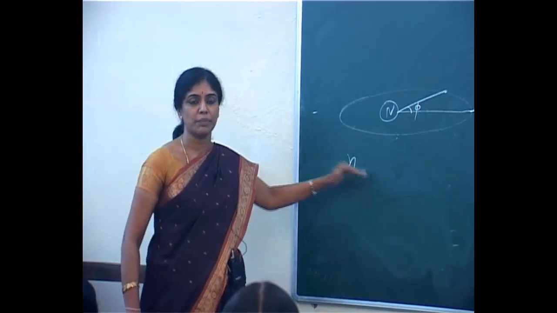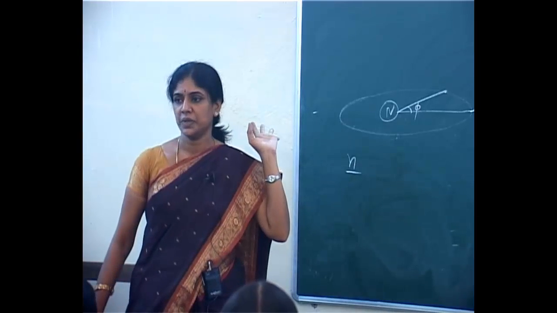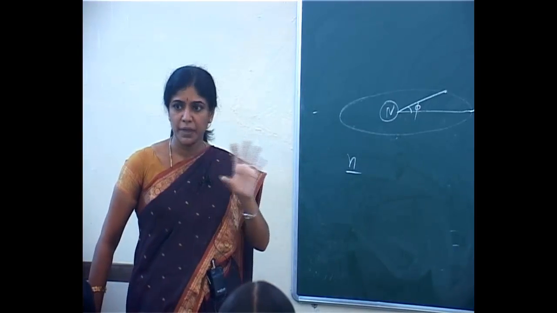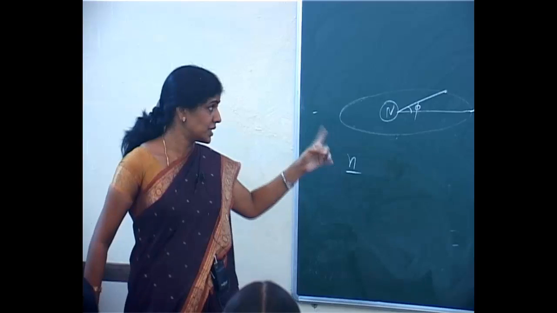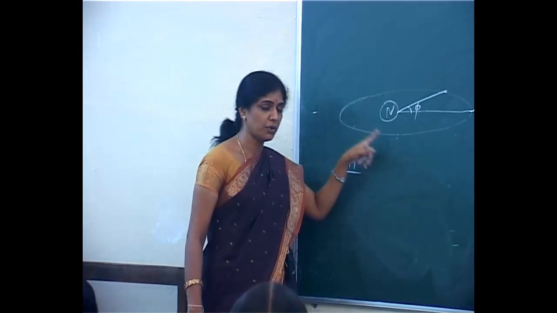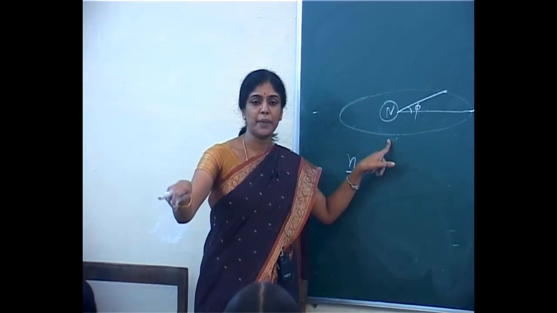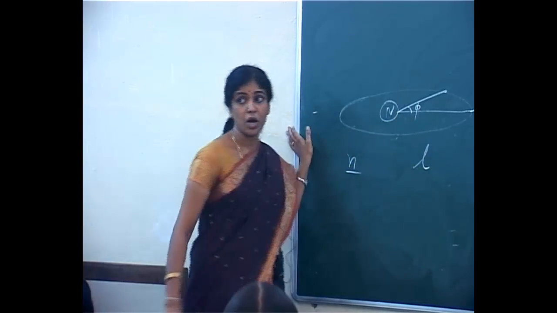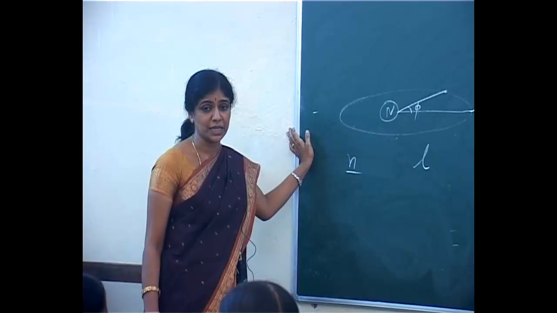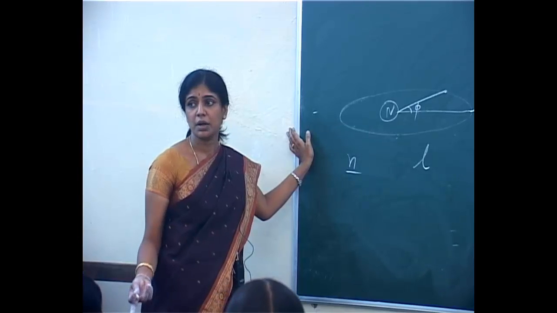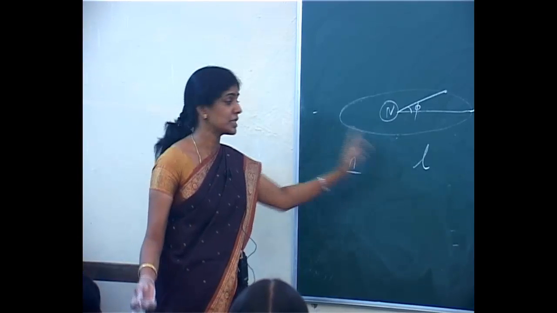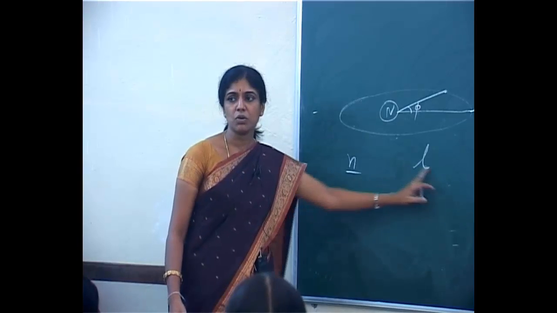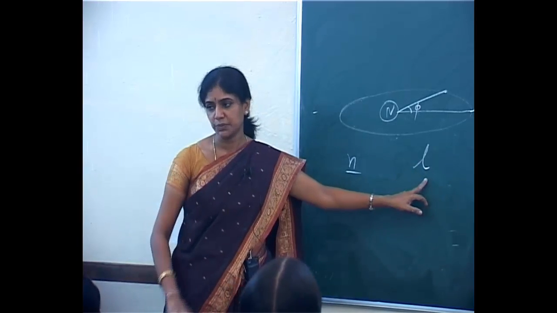This principal quantum number gives you the energy of the electron. It determines the energy. But if I consider this elliptical orbit, I have to take into consideration another quantum number called the azimuthal quantum number, or orbital quantum number. What is the other name for it? Azimuthal quantum number or orbital quantum number. The symbol for it is L. So he introduced this new quantum number.